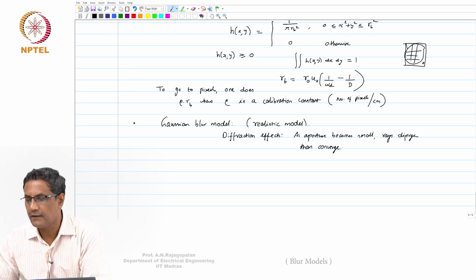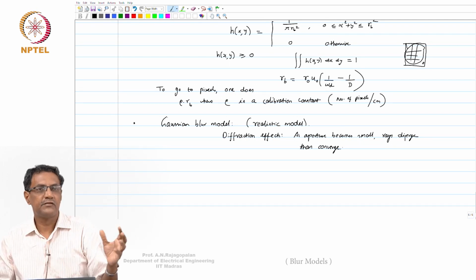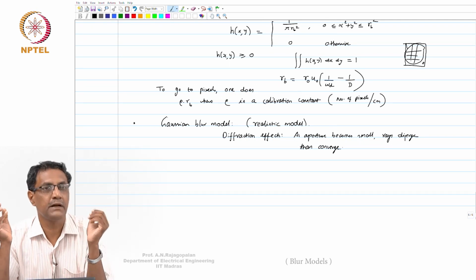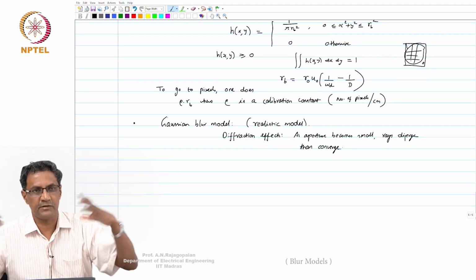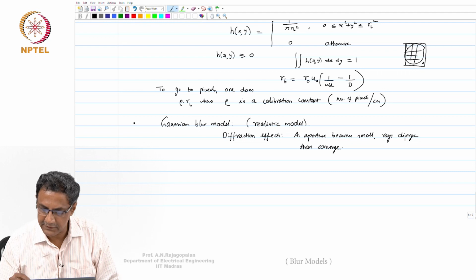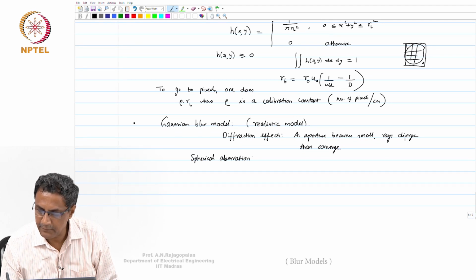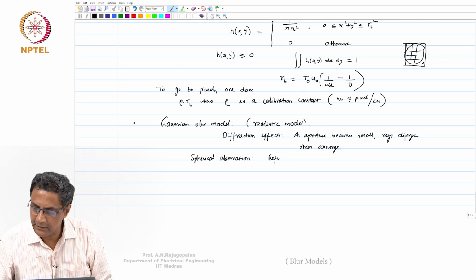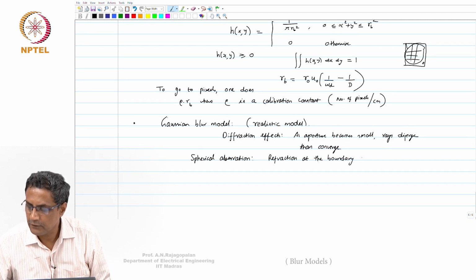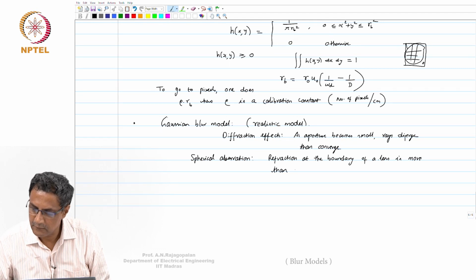Okay, which actually means that this assumption that everything will simply be 0 outside the radius of RB may not actually be true, because there'll be something that is actually going away. Diffraction effect is one. Then there is something called spherical aberration of the lens. What that means is that refraction at the edges or boundaries of a lens is more than at the center.